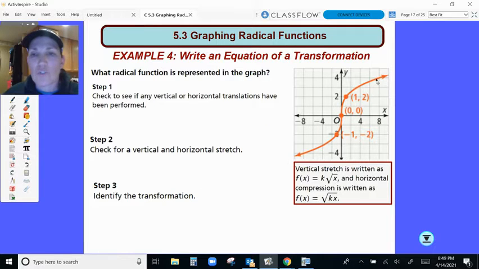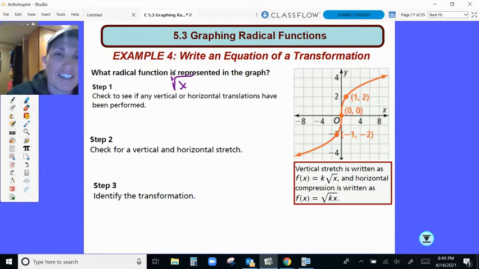So here we have a graph, and the first thing we want to do is check and see what function is represented. Is it cube root or square root? Here I can recognize it's a cube root function. That's the first thing I want to recognize, that it's a cube root function and not a square root function. So I'll write that down. That's going to be a cube root function here. Okay, so cube root of x.